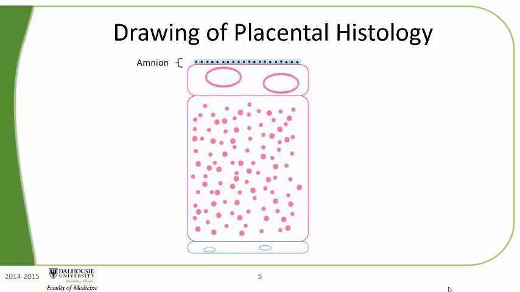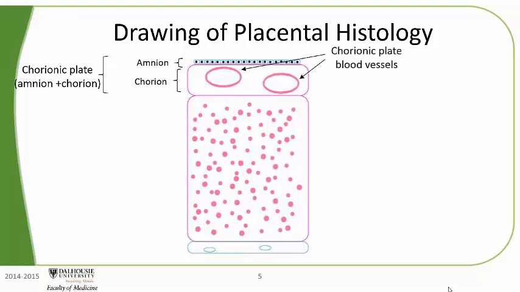Here is the amnion, which covers the fetal surface of the placenta. Here is the chorion, which is where the fetal blood vessels branch out after leaving the umbilical cord. Chorionic plate is the term we use to describe the amnion and chorion together. Here are two chorionic plate blood vessels. The chorionic plate blood vessels branch extensively and enter the placental villi in the parenchyma.